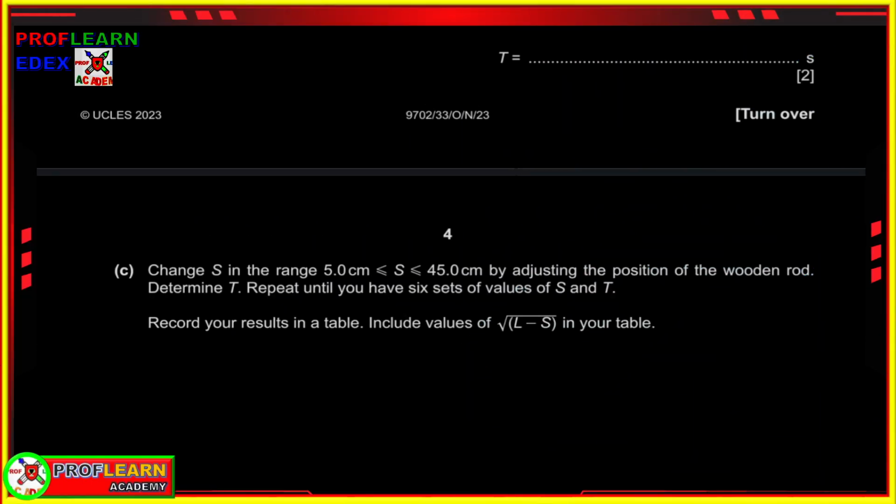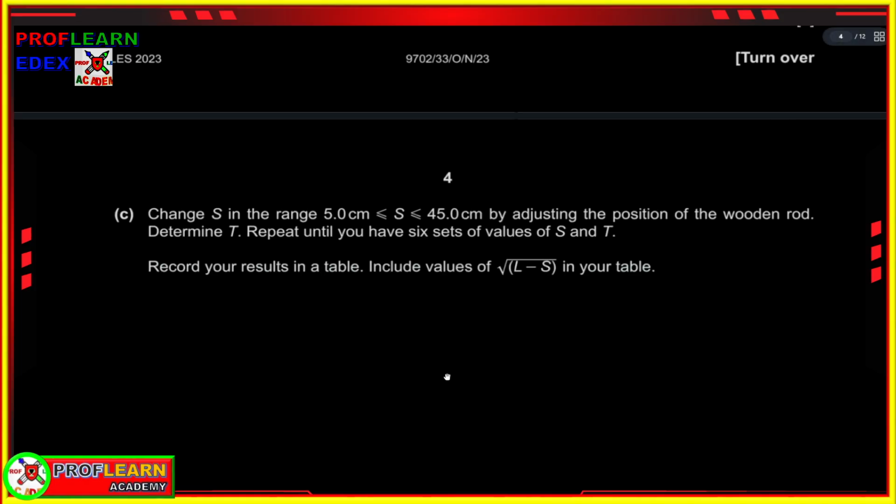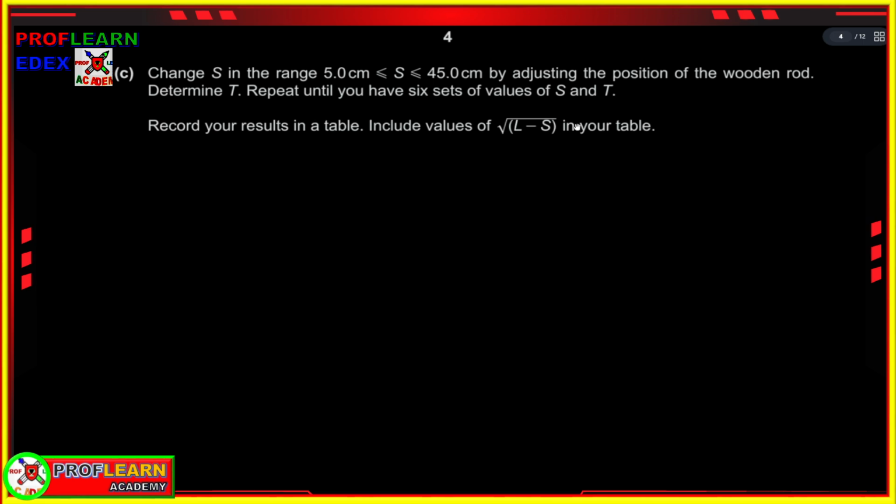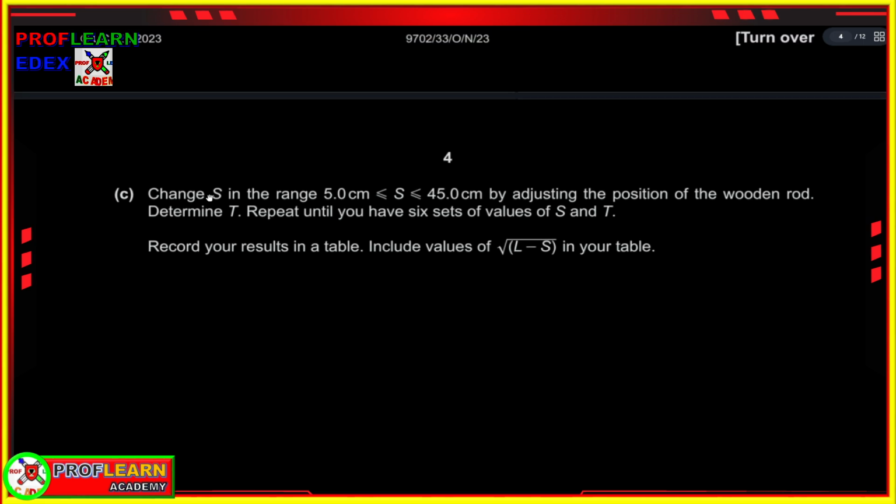Now, are we told here what the table should include? Yes, you are told to record your result in the table and include the values of, so these are the calculated values, which means we are going to record S and T, then our table should include whatever we are trying to calculate at that given point.